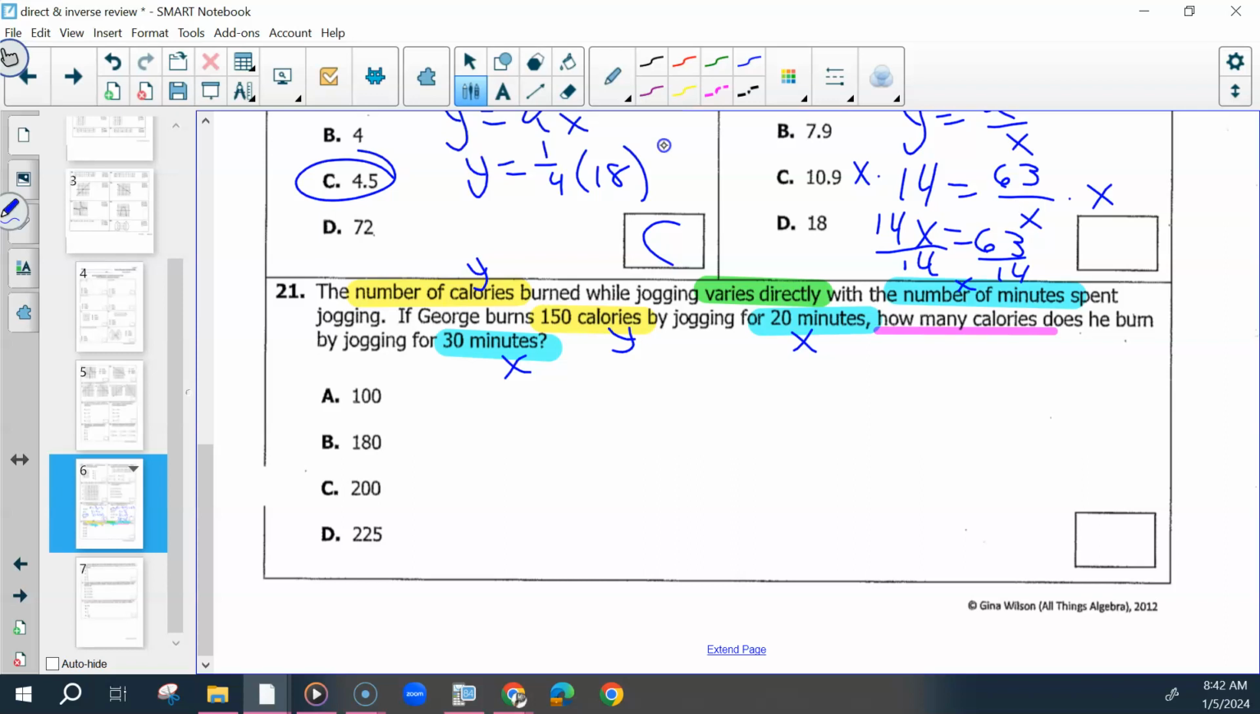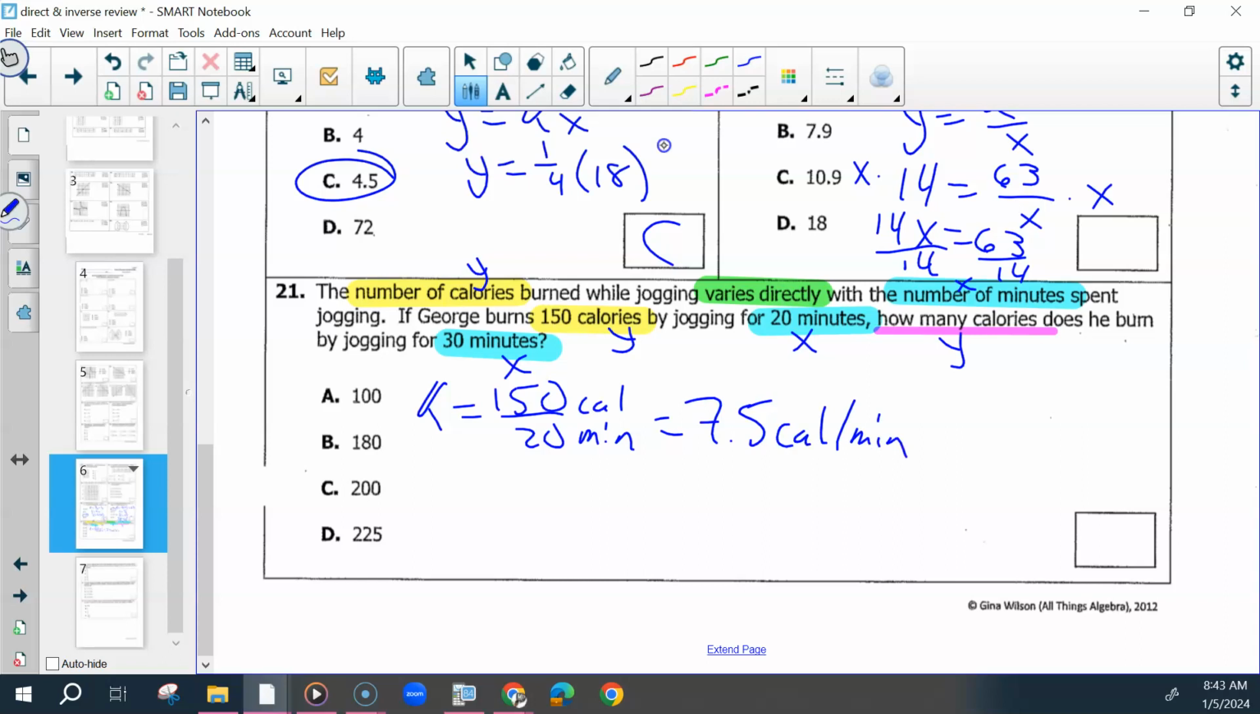Y. And it says varies directly, so be in the direct mindset. To find k, we would do what? Divide 150 by 20 to get 7.5.